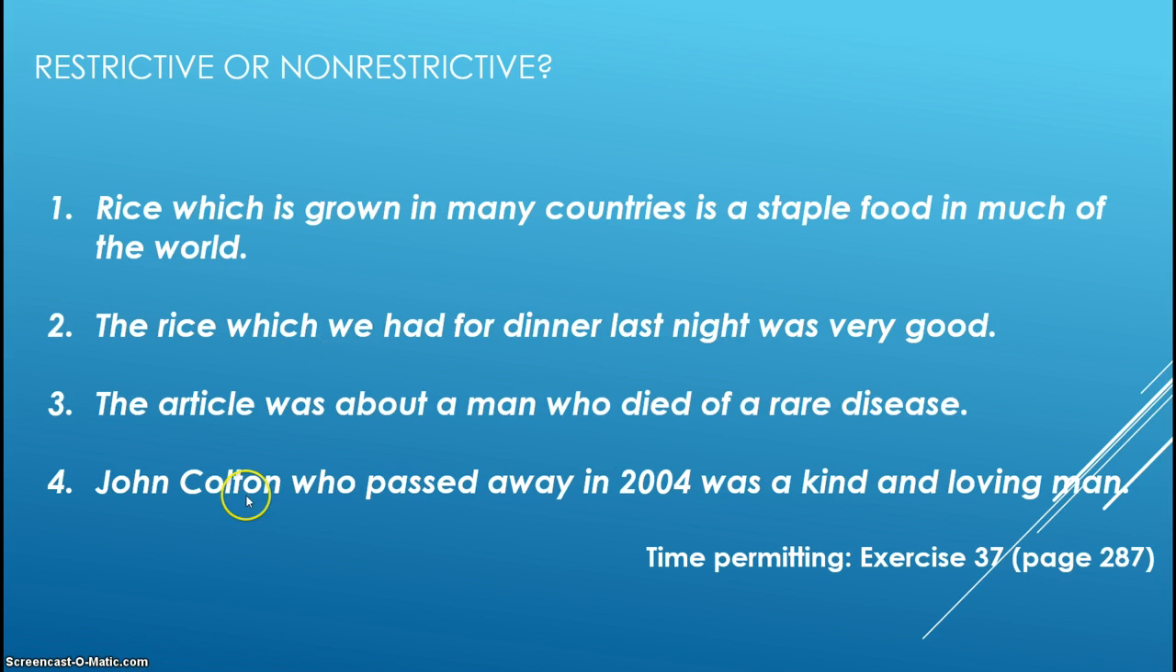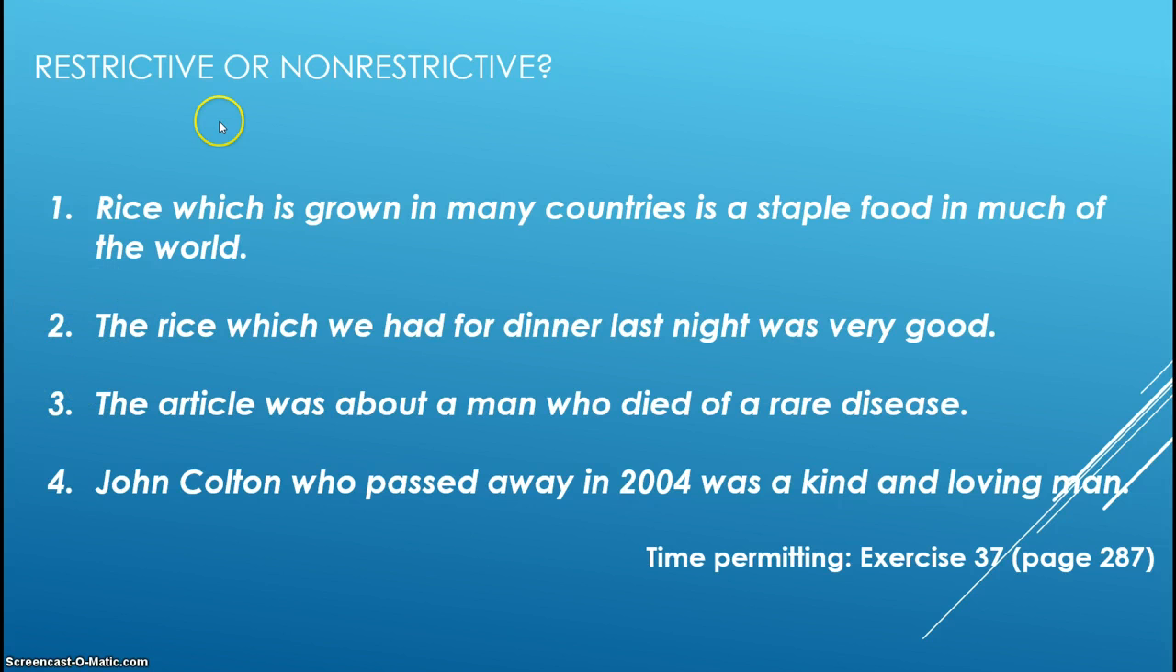Number 4, John Colton. There's your first clue. That's a proper noun. Proper nouns are often followed by non-restrictive clauses. John Colton, comma, who passed away in 2004, comma, was a kind and loving man. So again, if you take out this clause, you can see quite clearly that it is non-restrictive. The sentence without this clause would be fine. John Colton was a kind and loving man. That's the main point of the sentence. This is just some bonus information about John Colton. Now the other 2.